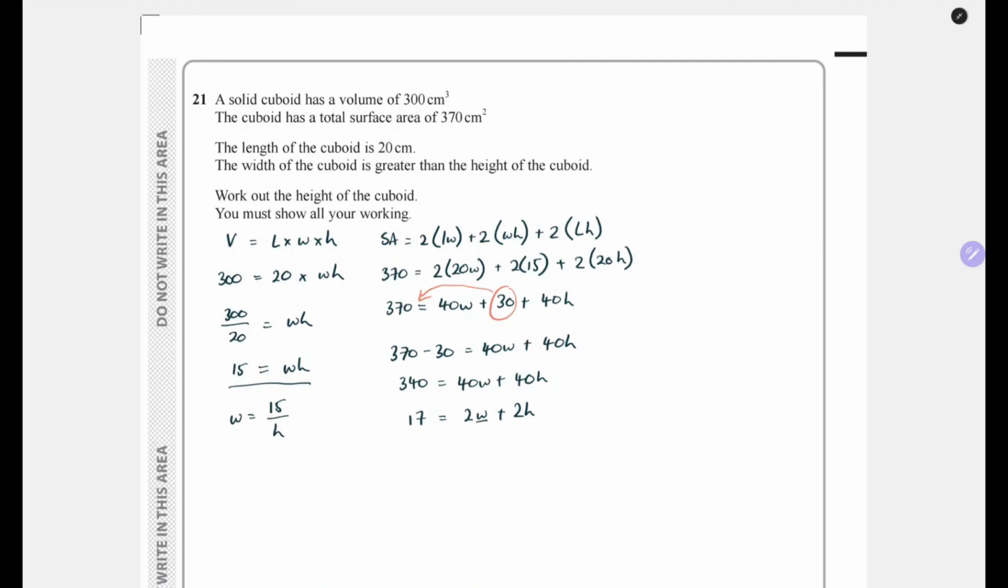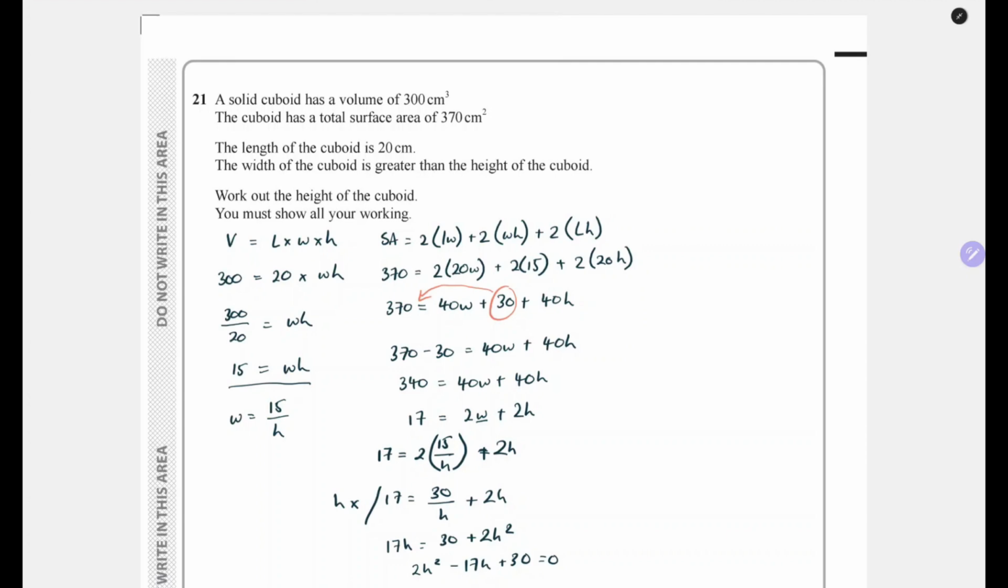And so now we can replace this W here. And so we have 17 is equal to 2 multiplied by 15 over H, plus 2H. So 17 is equal to 30 over H plus 2H. Now, if I multiply the entire equation by H, that will give me 17H is equal to 30 plus 2H squared. If I rearrange this equation, I can turn it into a quadratic. That will leave me with 2H squared minus 17H plus 30 is equal to 0.